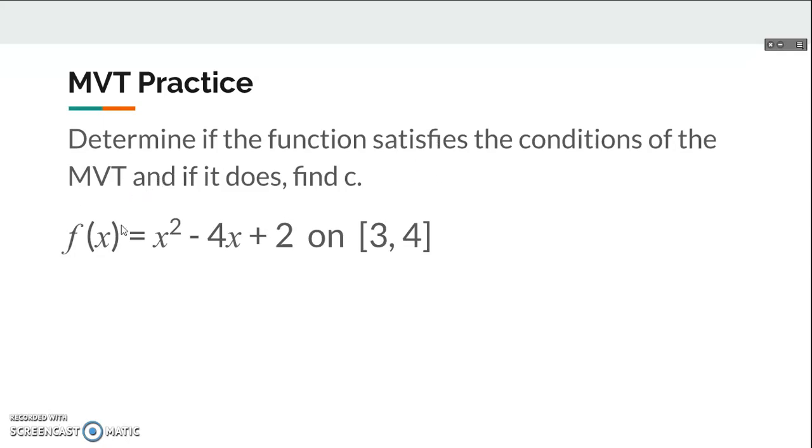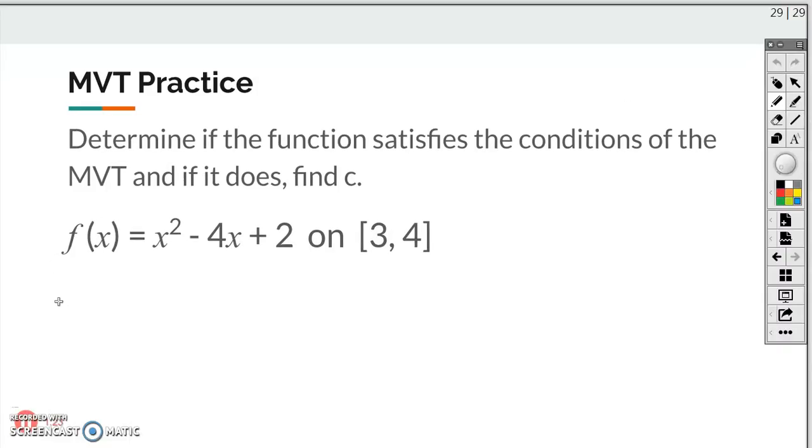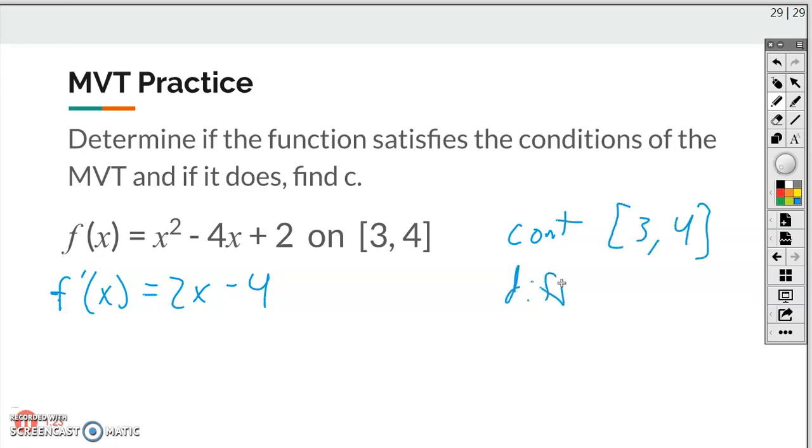You would start by taking the derivative so that you can see if it is continuous and differentiable. The derivative here would be 2x minus 4. So I want to know, is it continuous on the closed interval, and is it differentiable on the open interval? For continuous, look at the original function. Is there any place where you're dividing by 0 or taking the square root of a negative? Is there any place where it's undefined? Nope, polynomials, we're all good, so it is continuous.